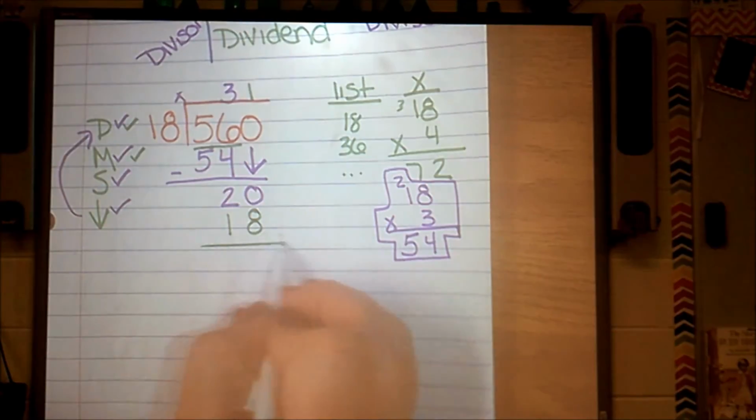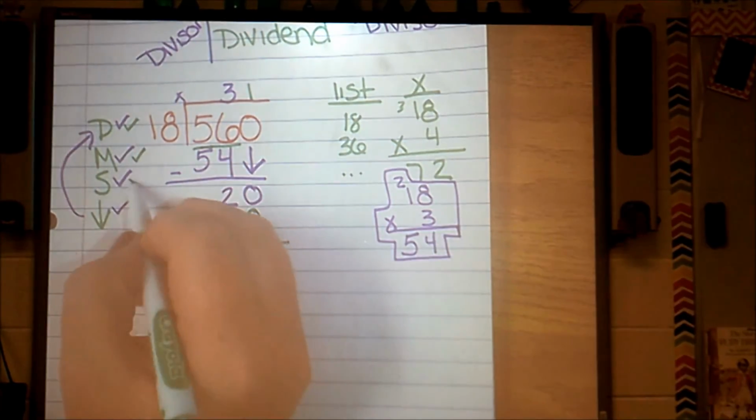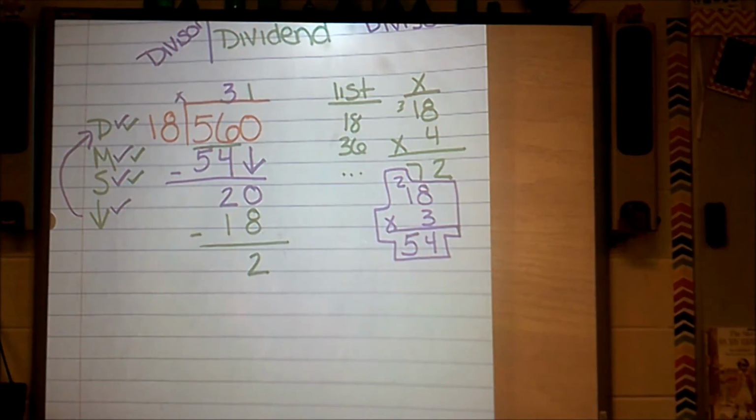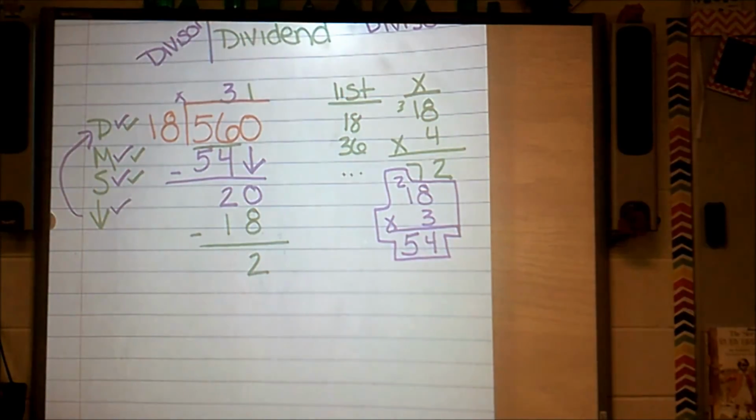Subtract: 20 minus 18 is 2. And then I bring down my next digit under my cave. Oh, there are no other digits in my cave that I have not used. So that means I'm done.